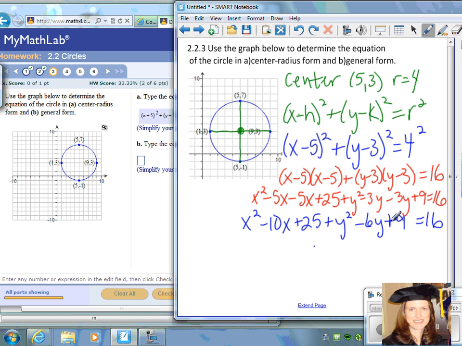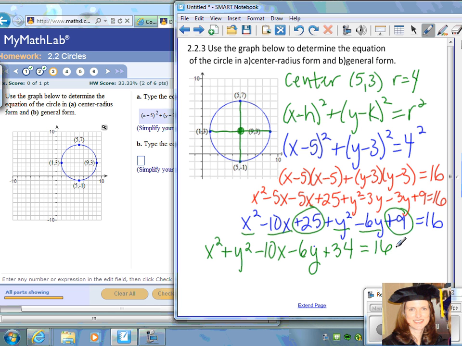In general form, you list the squared terms first, then the linear terms, then the constants. So if we list the squared terms first, we have x squared. The next squared term is y squared. Then the linear terms, those are the ones with the variables without an exponent. Minus 10x, got that. Minus 6y. And then I'm going to take these constants and add them together. 25 plus 9, and that's going to give me 34 equals 16.